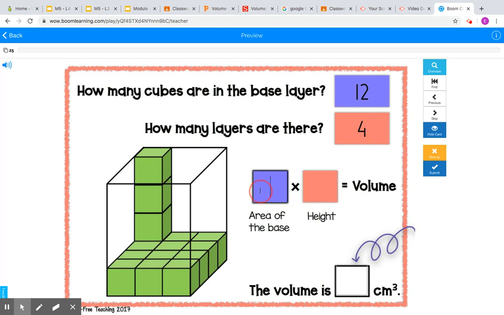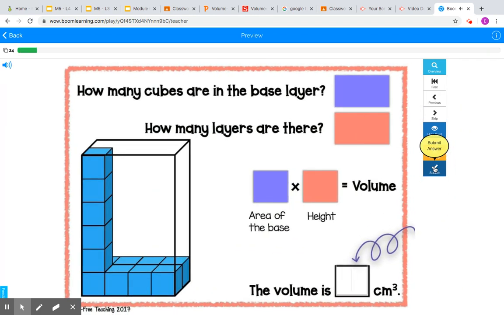So the base layer, or the base area of our structure, is 12. Our height, or how many layers I need, is 4. When I multiply those together, I'm going to get 48. Yay! Okay, let's take a look at this next one.